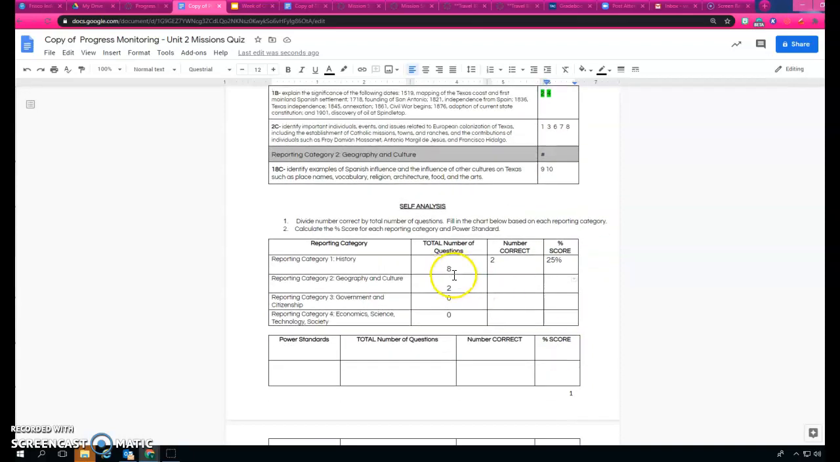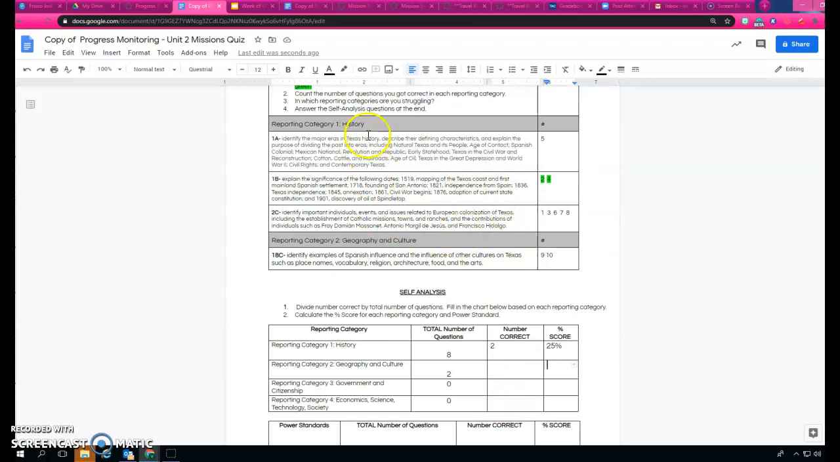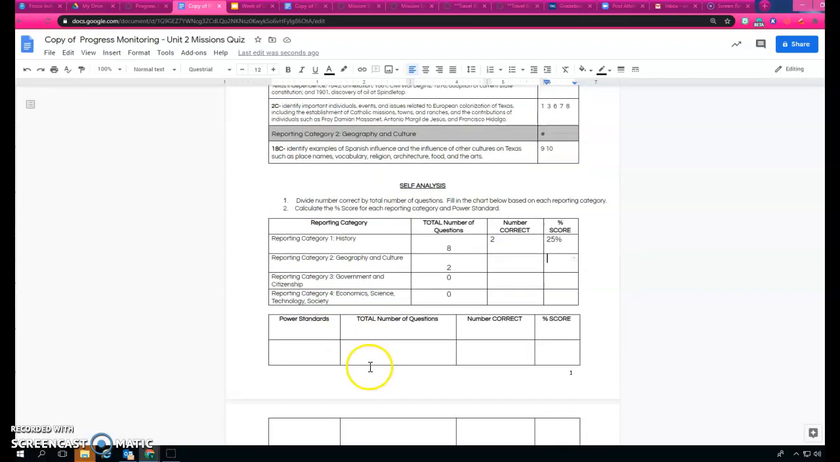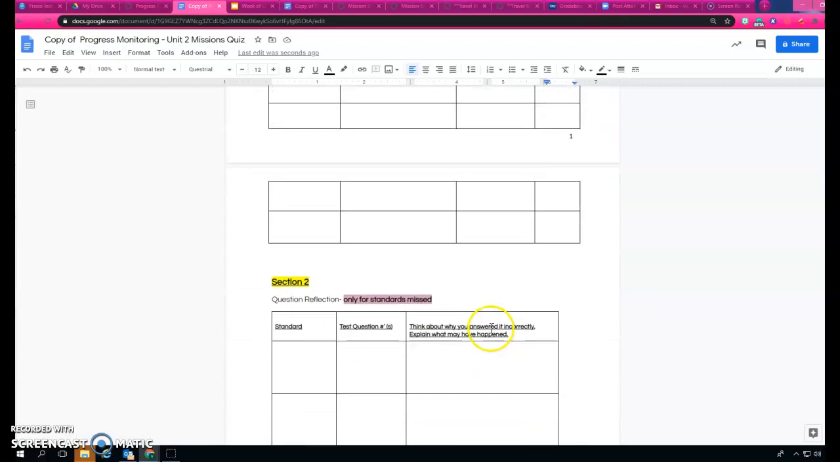Then I'm going to look at my power standards. This part right here says power standards, and if I had power standards, they would be filled out and you would do the same thing. On this assessment, there are not any power standards. If there were, they would be indicated here and on this chart. So nothing is going to go on this chart for right now.